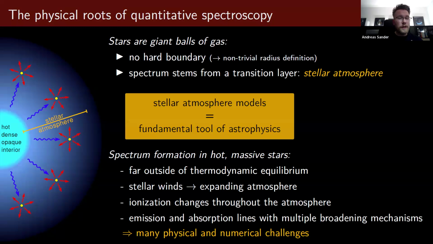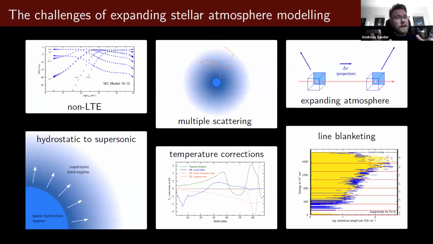So we also need to think about what to do. We need to calculate so-called expanding atmosphere models. In this atmosphere, we can have ionization changes which need to be taken into account. And we also have multiple broadening mechanisms for the emission and absorption lines. That means that in total, we really have a significant set of physical and numerical challenges. Now, without going into detail for all of them, I've listed them here very briefly.